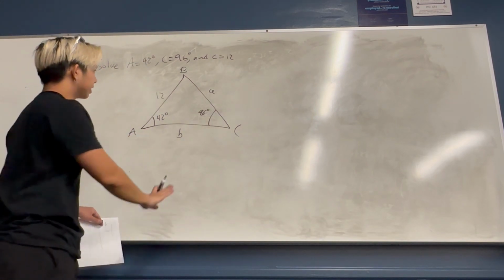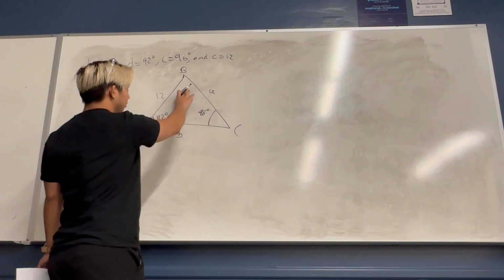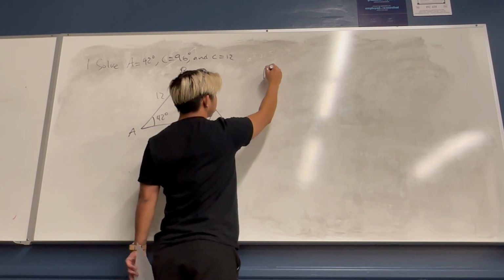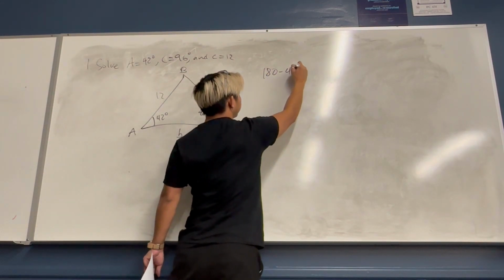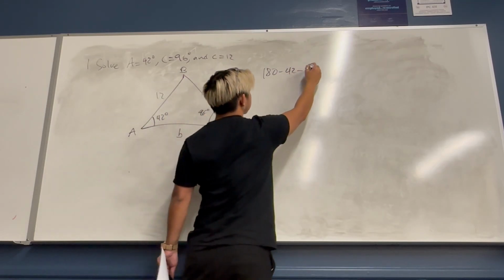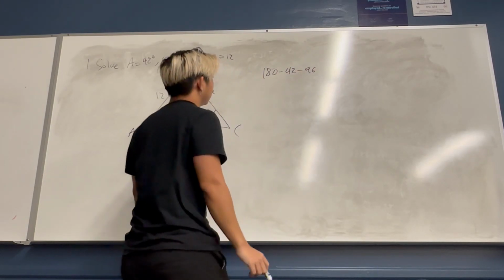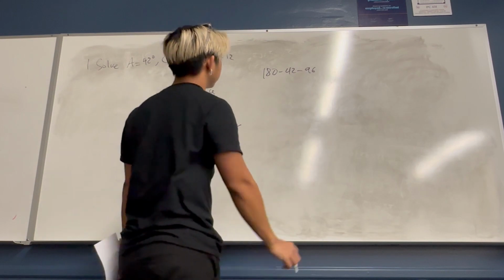So, okay, the simplest thing we can do here is find angle B, right? So angle B is equal to 180 minus, we have 42, and we have 96. Oh boy, okay, what is that?